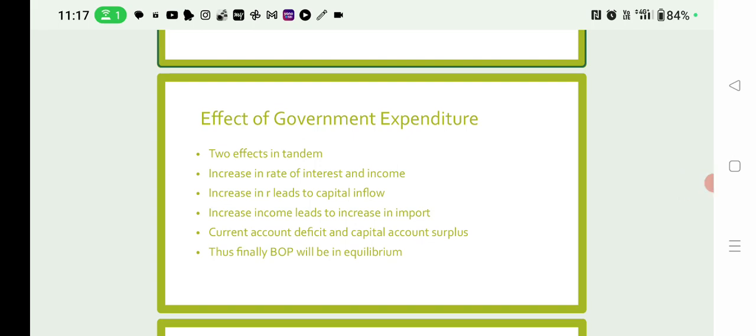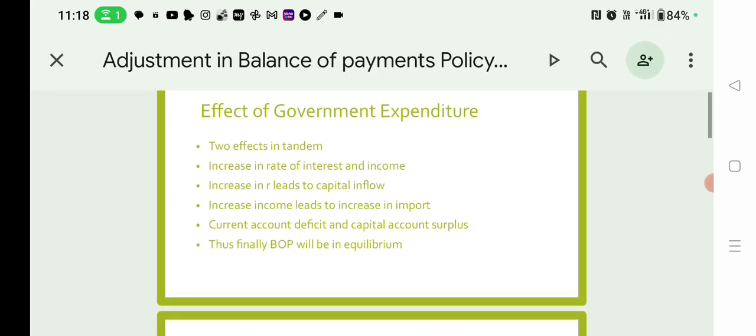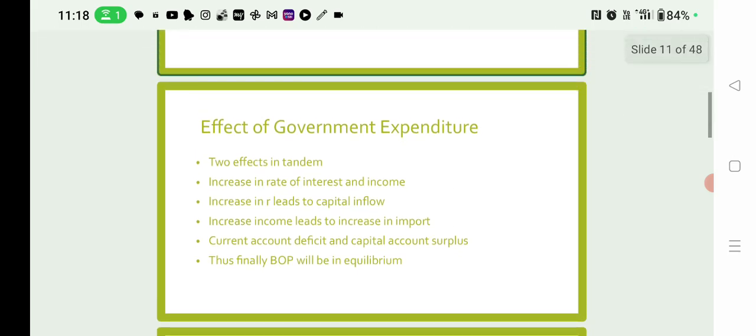Government expenditure has some effect on the balance of payment. There are two effects possible for government expenditure on the balance of payment in tandem. At the same time, two kinds of effects are possible. One is the increase in the rate of interest, and on the other hand, growth of income. So both changes happen in the economy due to the impact of government expenditure. Both the rate of interest and the level of income rise. So both indicators will be increasing.